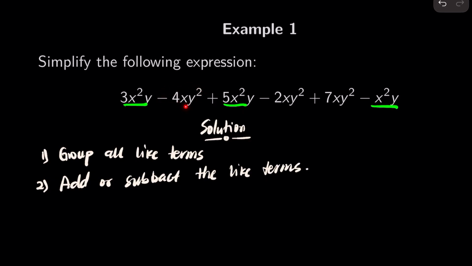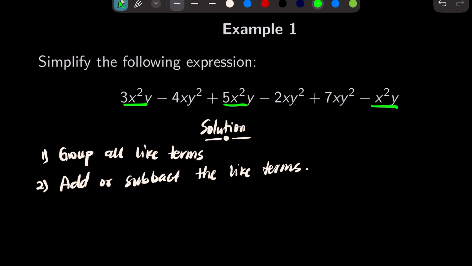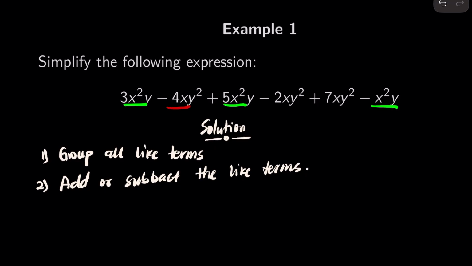Now let's consider this here. So here we have xy squared, right? We also have xy squared, and so these two are like terms. And we also have xy squared, and so we have these three to be like terms. Thus, we have this, and that to be like terms, right? So now let's group all the like terms.